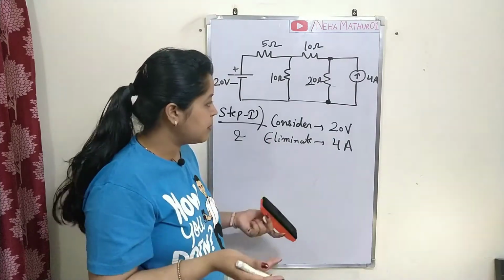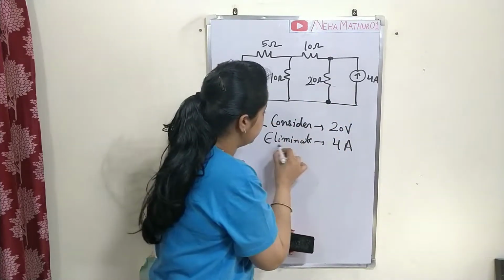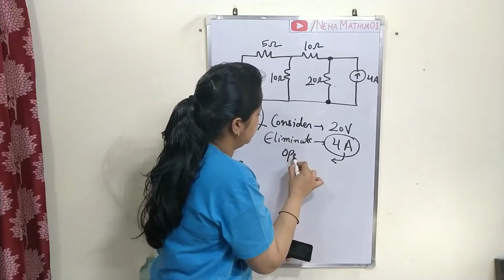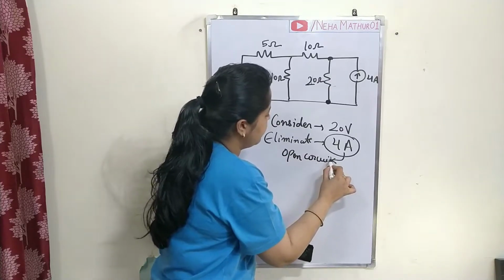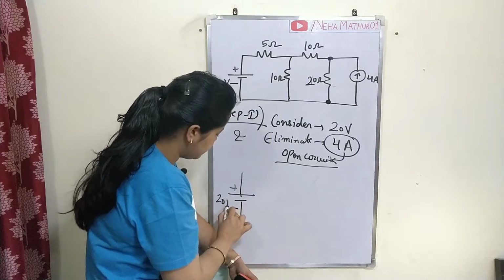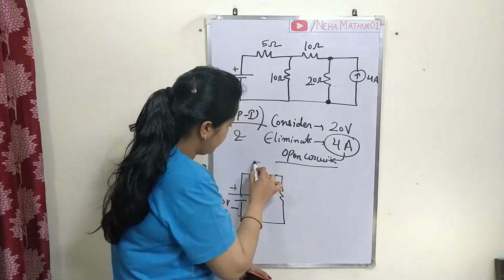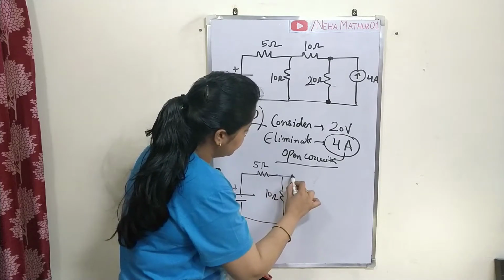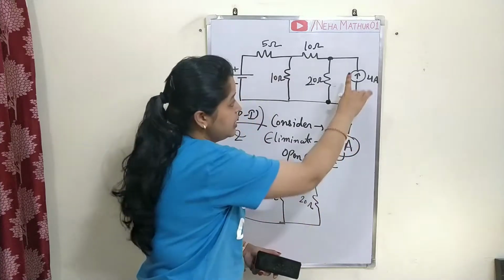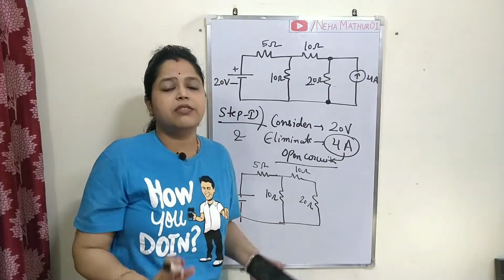So now, what about the modified circuit after the elimination of this 4 ampere current source? See, to eliminate this 4 ampere current source, I will have to make it open circuit. So the modified circuit will look like this: the battery will remain, because I am considering this 5 ohm resistor is also a part of the circuit. This is again the same, this is also the same. Since I am making it open circuit, there is no need to draw it over here. So this is the final modified circuit you are getting after your first step.